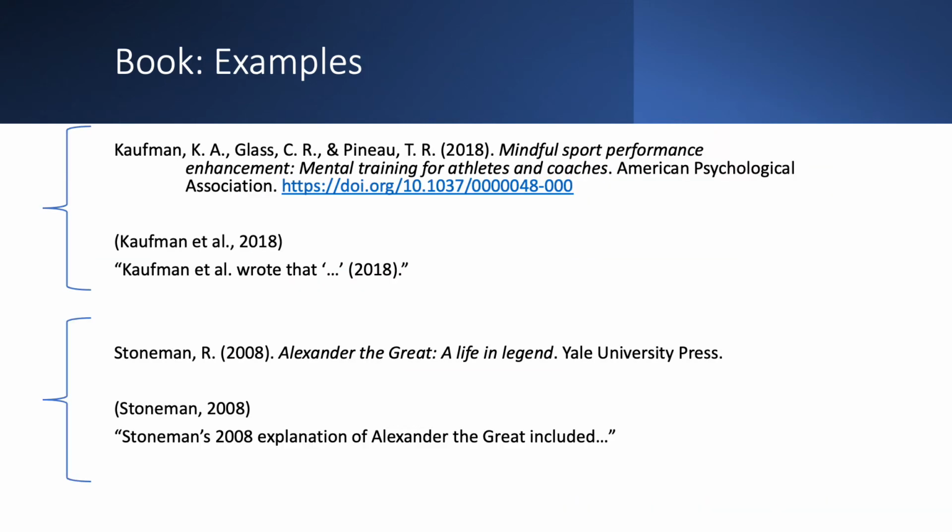And again, we can take a look at two examples of a book reference. And here you can see the formatting is correct for those indentations. So you have the first line of the reference at the margin of the page, and additional lines will be indented. Here we have a book that was written by 3 authors. They do use both the first and middle initials. It was copyrighted in 2018. The title of the book is Mindful Sport Performance Enhancement, Mental Training for Athletes and Coaches. The publisher was the American Psychological Association, and there is a DOI available for it, so it's listed here.